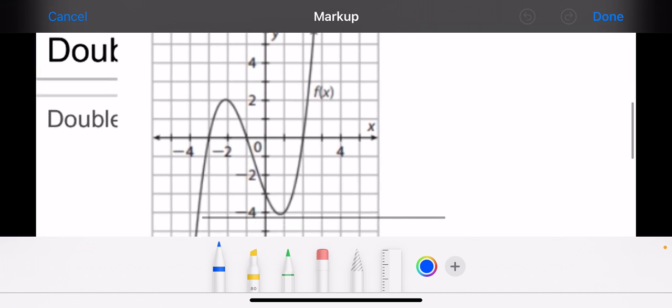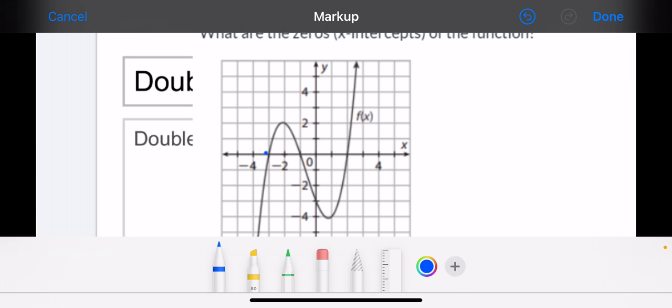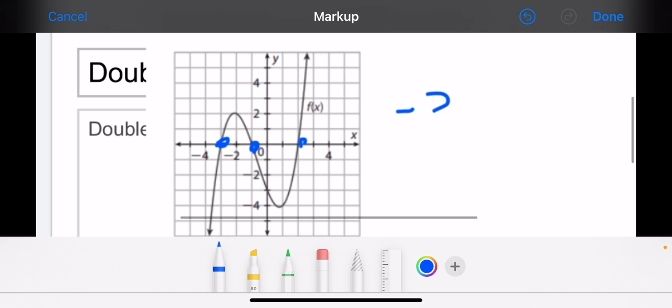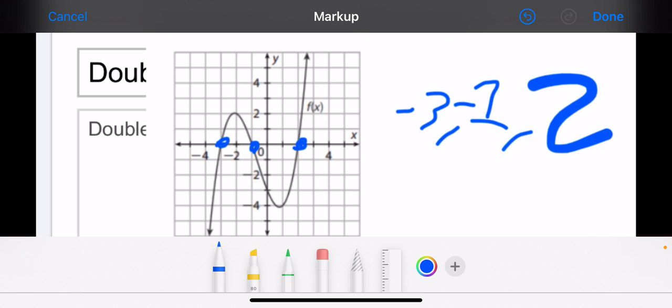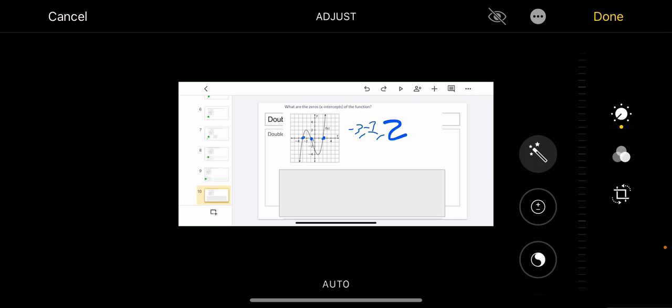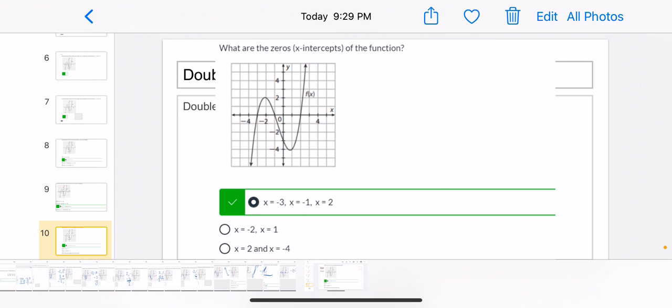What are the zeros? The zeros are literally just where it meets the 0 on the y-axis. So it'd be -3, -1, and then 2. So -3, -1, 2. I'm done.